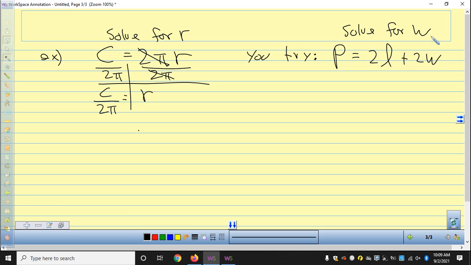So not bad. I gave a hint a couple of times. You can think of this 2L here as being plus 2L. So that might help you get rid of that one.